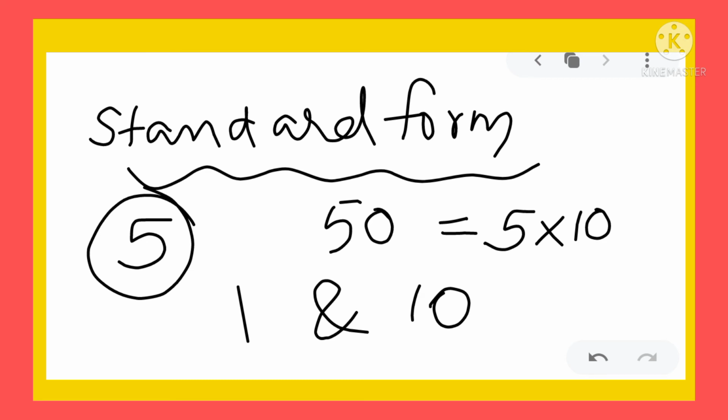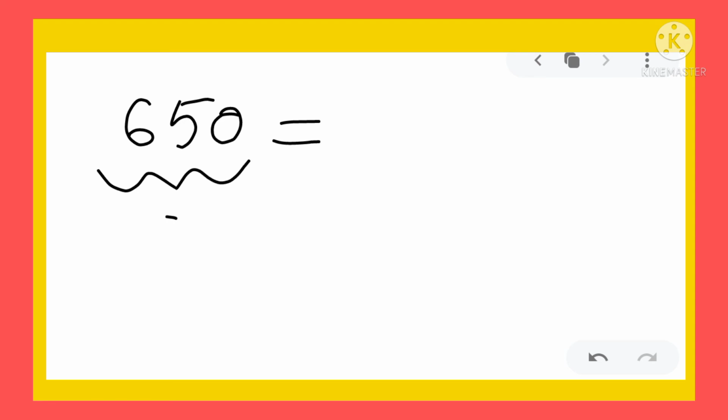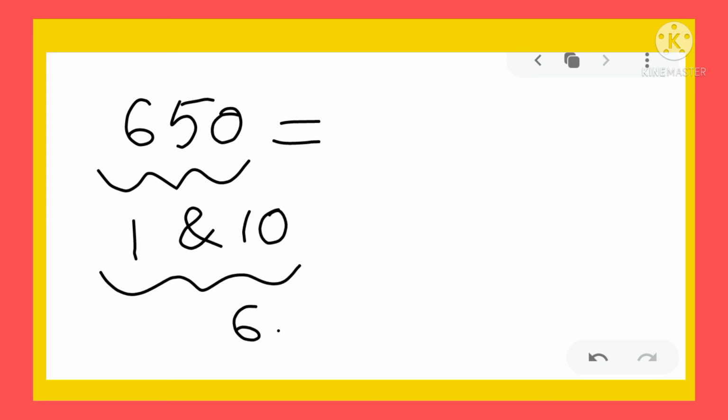How the numbers. Another example, 650. Here we want to write it as a positive power, and 650 can be written as a number between 1 and 10. So between 1 and 10, that is 6.5 is a number between 1 and 10. So how can we write 650 as 6.5?